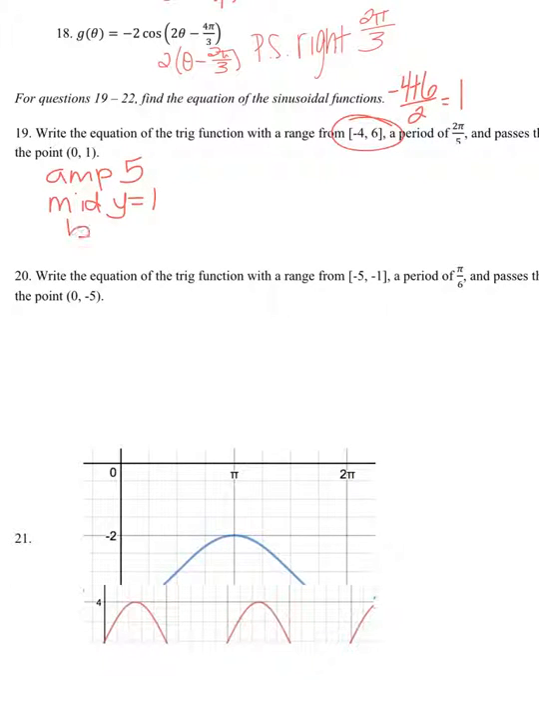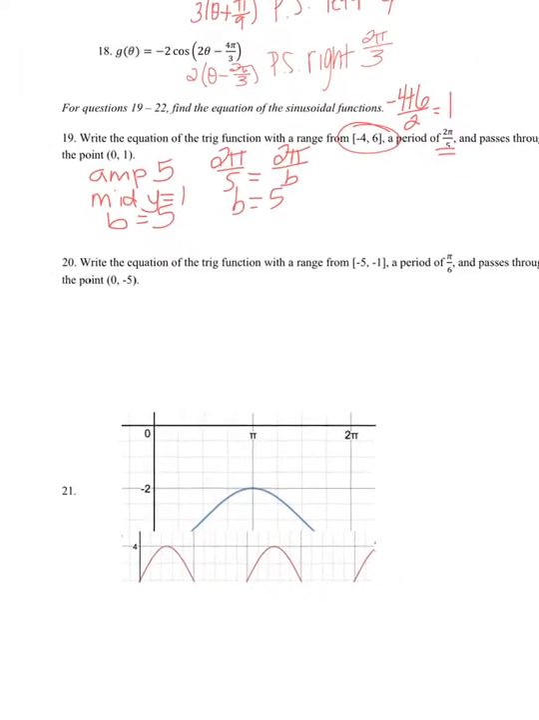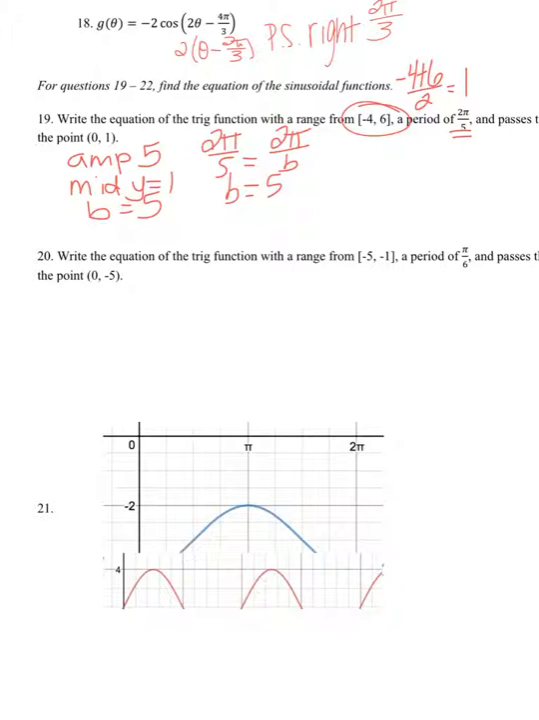The b value now, the period is 2 pi over 5. This helps me because 2 pi divided by the b value gives me the period. So here you might be able to easily see that b is going to be equal to 5, or you can cross multiply. But either way, b is equal to 5. And then because this passes through the point 0, 1, the 1, that is your midline. So this is going to be a sine function.